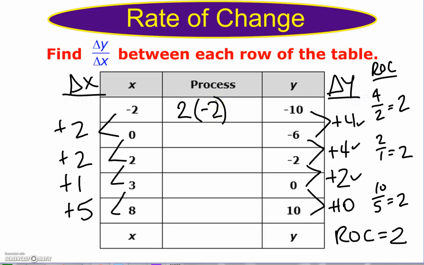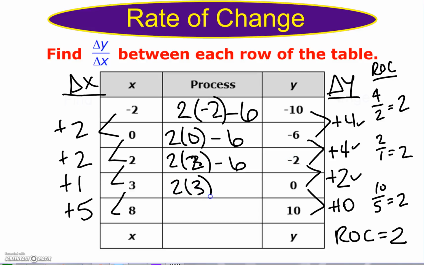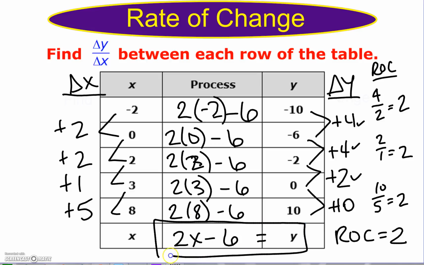-2 is -4, but I know I need to get to -10, so I'm going to subtract 6 more. So we have 2 times 0 is 0, but I know I need to get to -6, so I'm going to subtract 6. And it's going to be the same all the way down. 2 times 2 minus 6 got me -2. 2 times 3 minus 6 would get me 0. 2 times 8 minus 6 would get me 10. So our process is 2x minus 6 equals y, and this would be your equation.